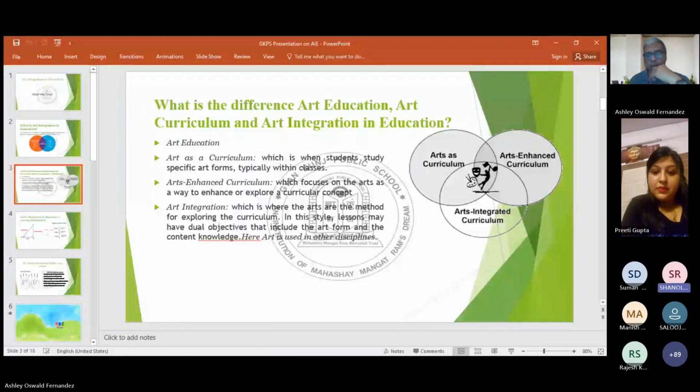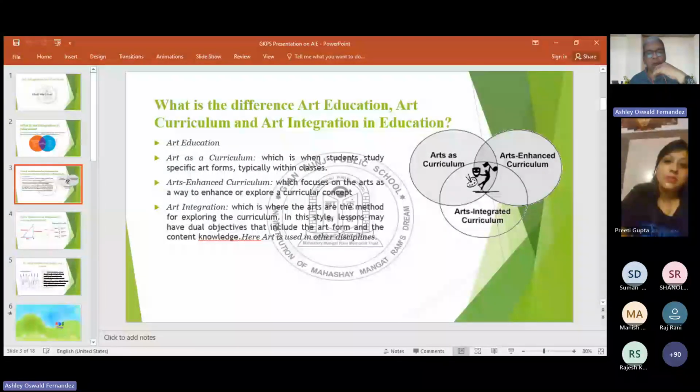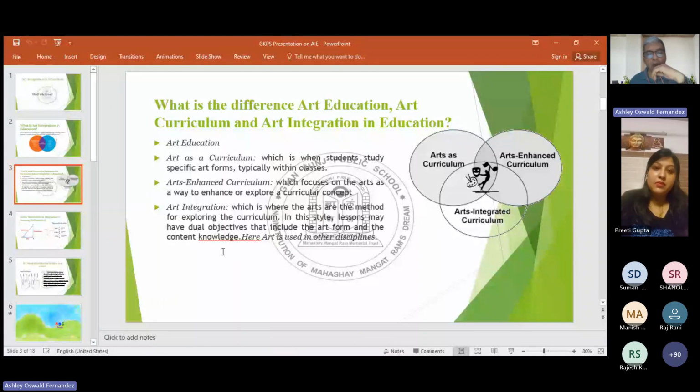Okay. So coming back to this point, art as a curriculum. I hope my screen is clear to all of you. Now, art as a curriculum is when students study a specific form of arts, as in the normal classes. Art enhanced is when we use it to explore better concepts. And art integration is where the arts are used for exploring the curriculum. In this style, lessons may have dual objectives that include art form, content knowledge, etc.